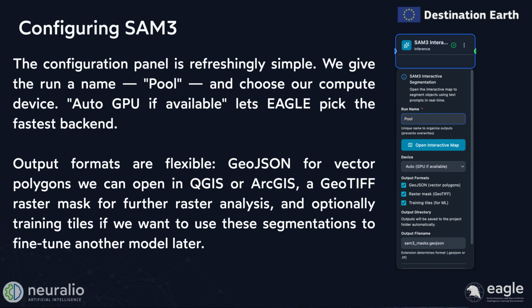We give the run a name, and choose our compute device. Auto GPU if available, lets Eagle pick the fastest backend. Output formats are flexible. GeoJSON for vector polygons we can open in QGIS or ArcGIS, a GeoTIFF raster mask for further raster analysis, and optionally training tiles if we want to use these segmentations to fine-tune another model later. But the real action happens when we click Open Interactive Map.